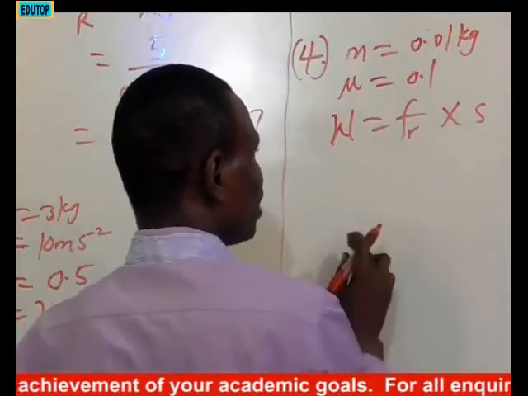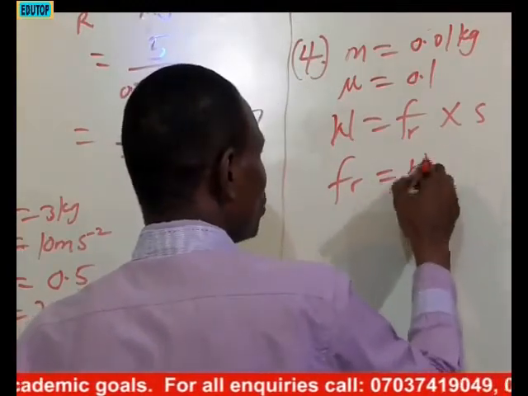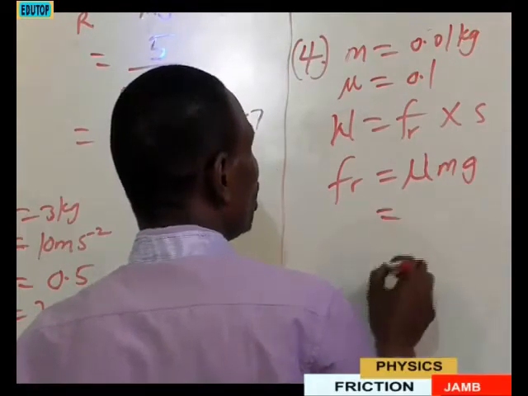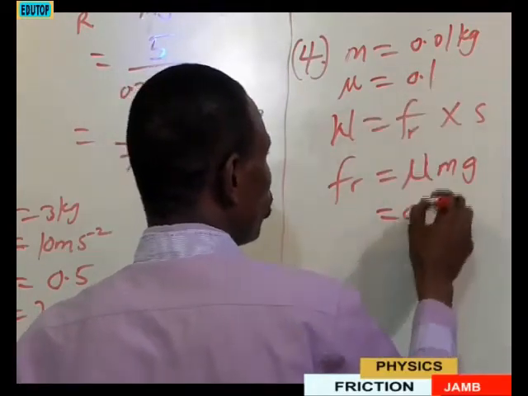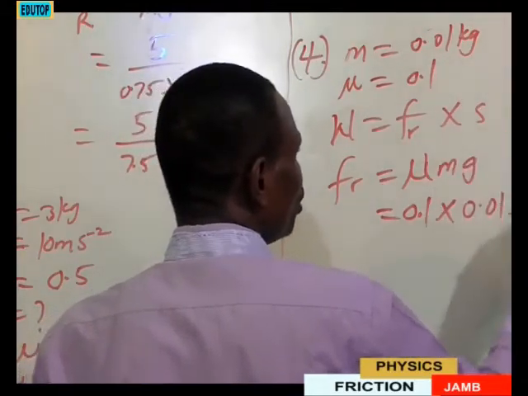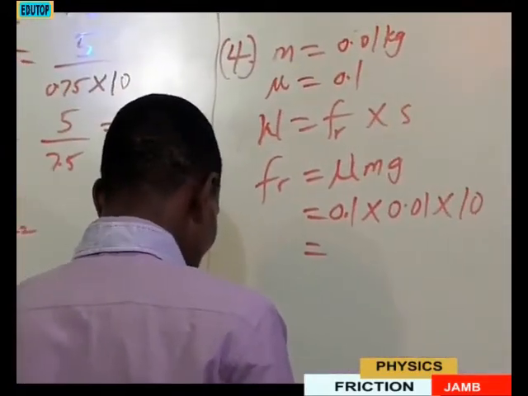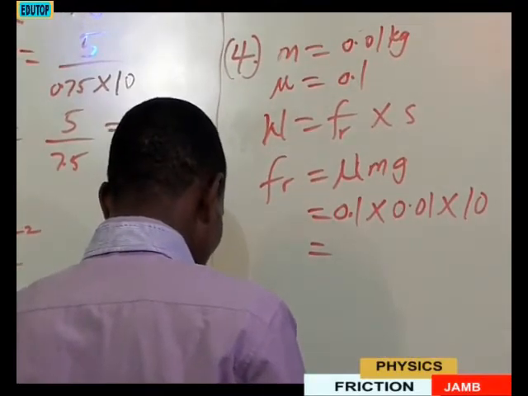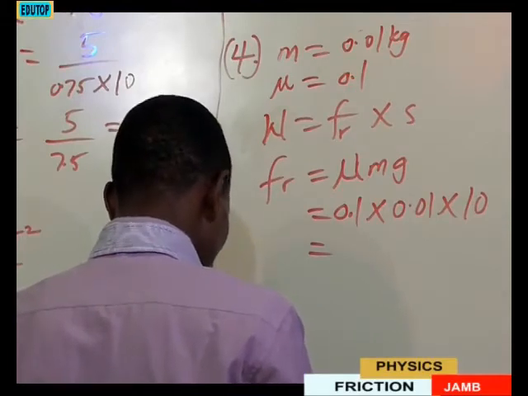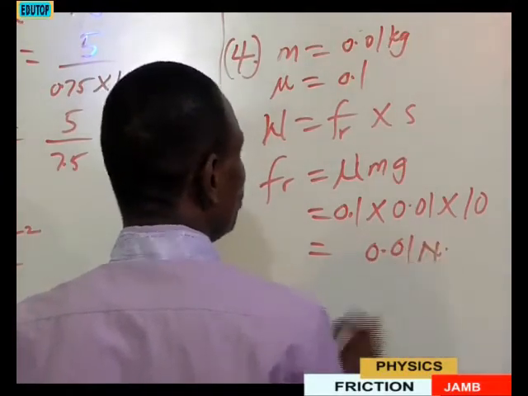Frictional force times the distance. Okay? The frictional force will now be equal to your coefficient of static friction, the mass, and your value of g. We are given the coefficient to be 0.1, the mass to be 0.01, and g is 10. If you multiply all of these together, 0.1 times 0.01, then all together by 10, you are going to have 0.01 newton.